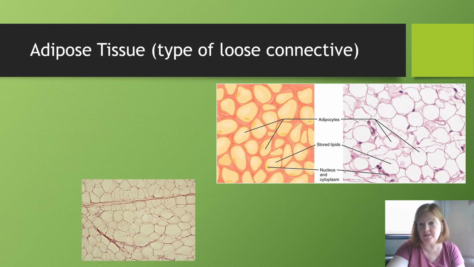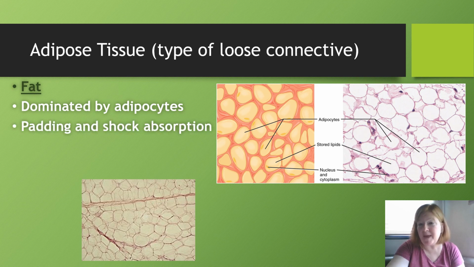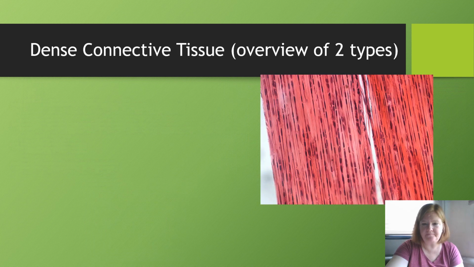Adipose tissue, which is a type of loose connective tissue, is fat. It's dominated by adipocytes, so that's the most common cell you're going to see. It provides padding and shock absorption and insulation and energy storage. Okay, so remember we're in the connective tissue proper category, and we have loose connective tissue. Now we have dense connective tissue.